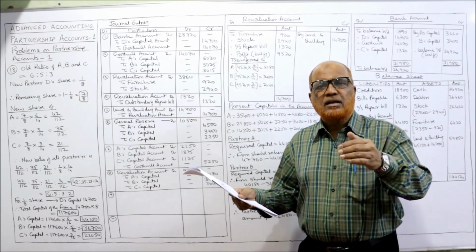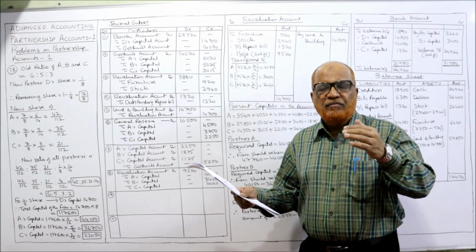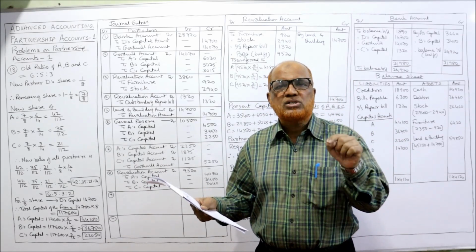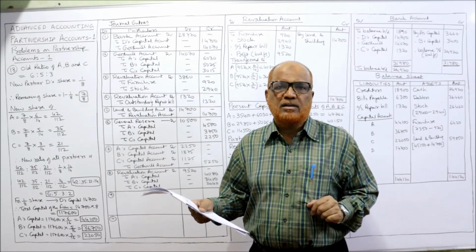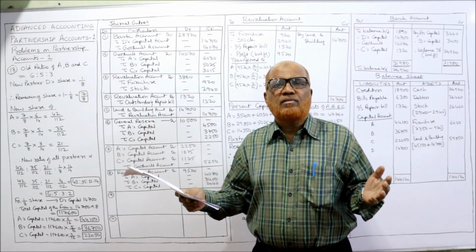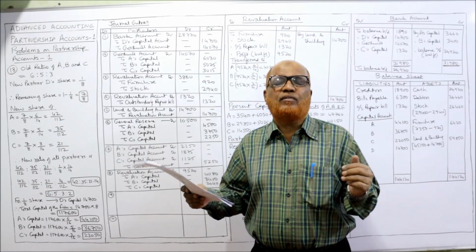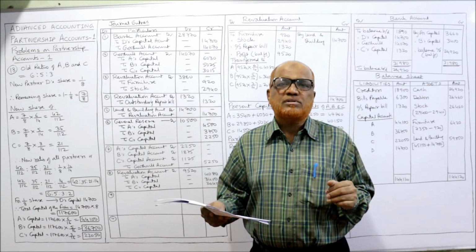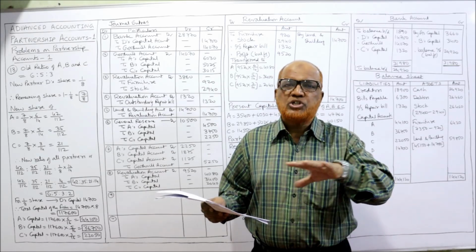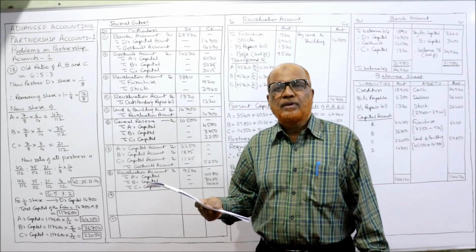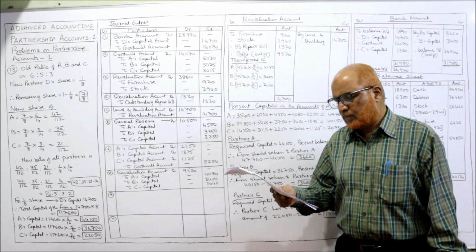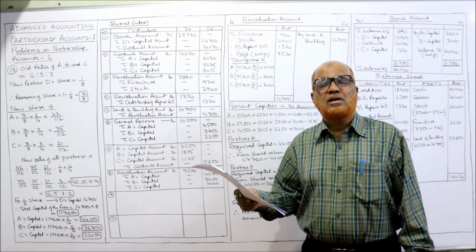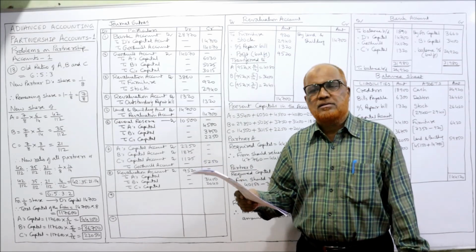Remember, whenever a new partner is admitted, before the admission of the new partner, the old partners will distribute the general reserve, because general reserve represents accumulated profit, past accumulated profit. So before the new partner comes in, the old partners will share the general reserve in the old profit sharing ratio. So A's capital, B's capital, C's capital. These are the capital of the old partners.